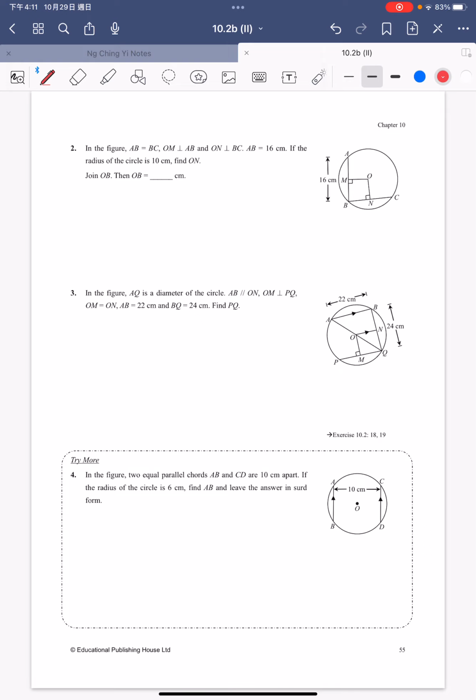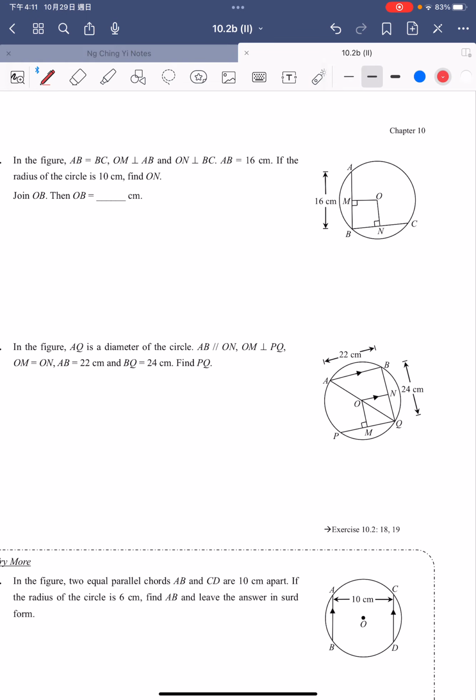Alright, so for question 2, in the figure we have AB is equal to BC, so write that down here. We have BC equal to 60 as well. And then we have OM perpendicular to AB, there's a right angle here. ON is perpendicular to BC as well. And now we have AB is equal to 16.